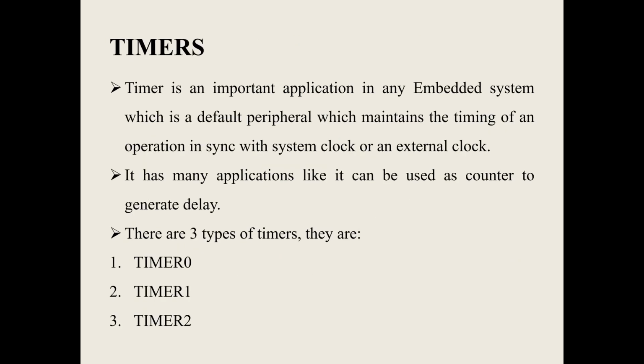Timers. Timer is an important application in any embedded system which keeps track of an operation in sync with system clock or an external clock. It has many applications like counter or to generate delay. There are 3 types of timers: timer 0, timer 1, timer 2. Timer 0 and timer 2 are 8-bit timers and timer 1 is a 16-bit timer. Timer 2 has an extra 8-bit register which allows user to set the prescaler for timer 2 independently.